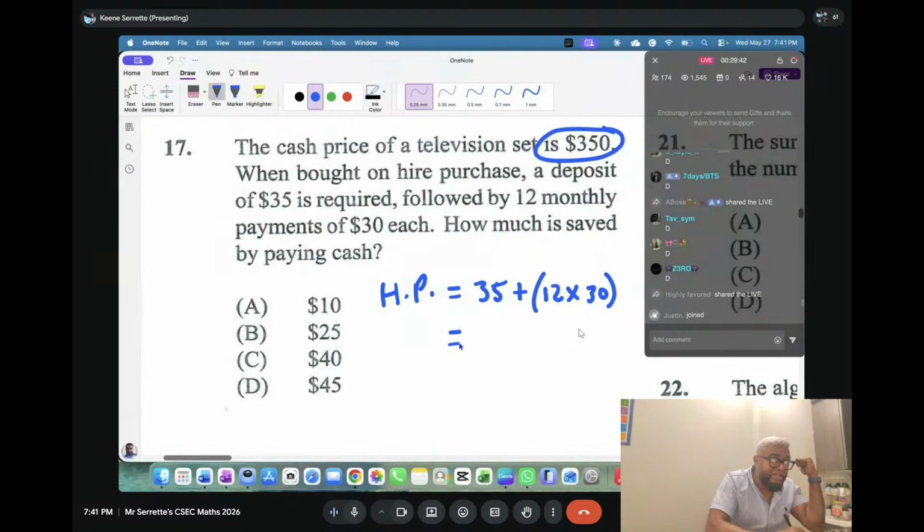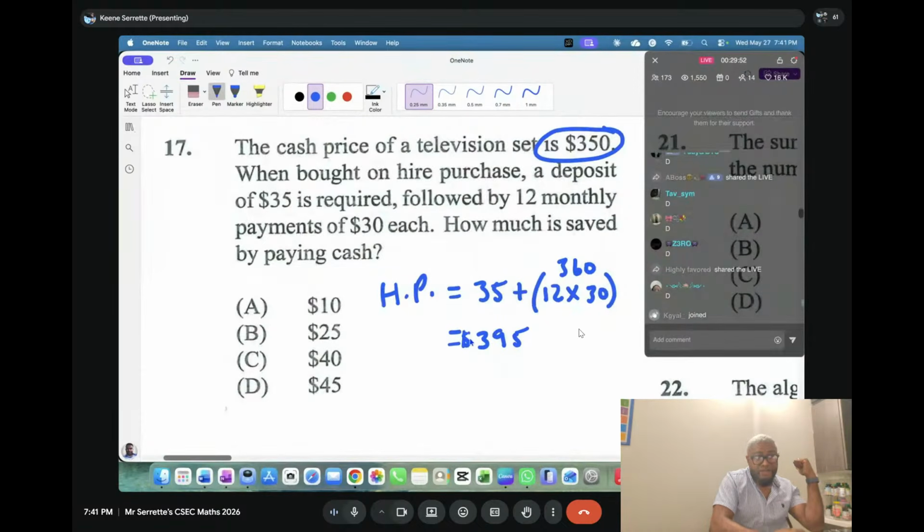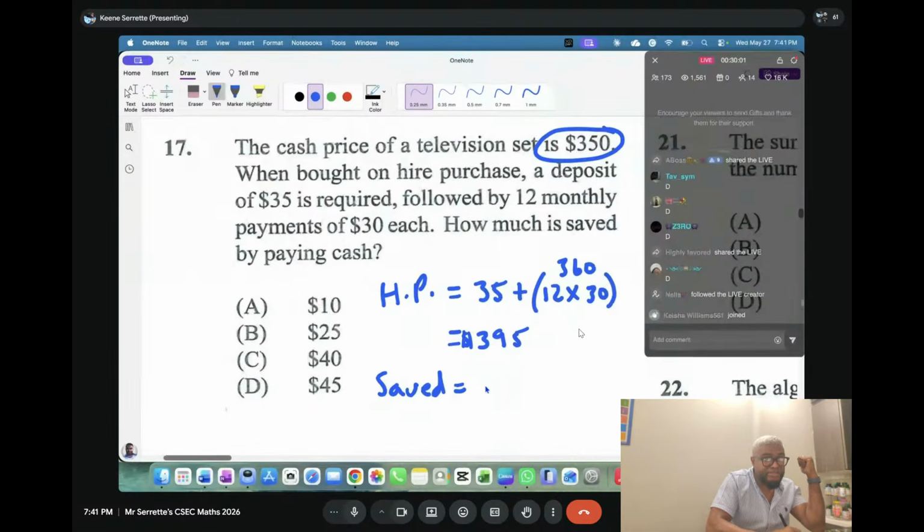So when we work out the hire purchase price, what is it? 30 by 12 is what? 360. 35 plus 360 will be 395. So your hire purchase price is actually 395. So how much is saved by paying cash? Saved would be equal to 395 minus 350, which gives me $45.